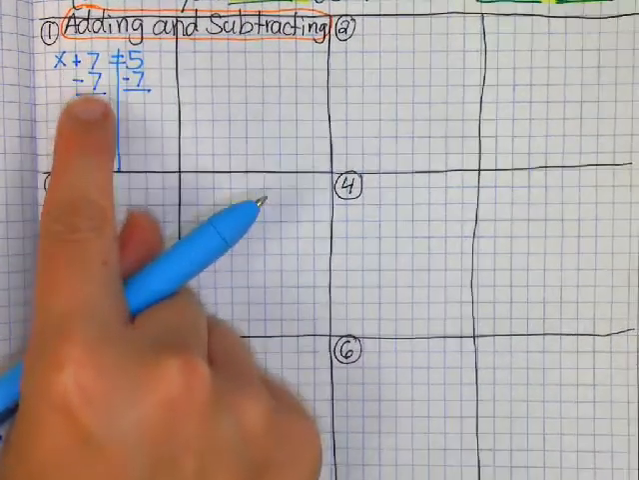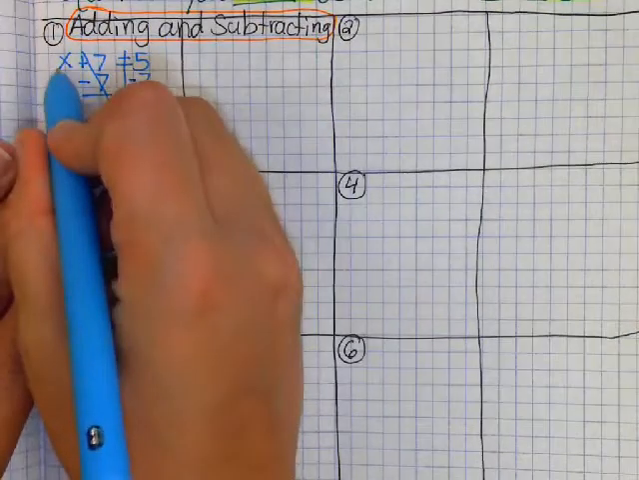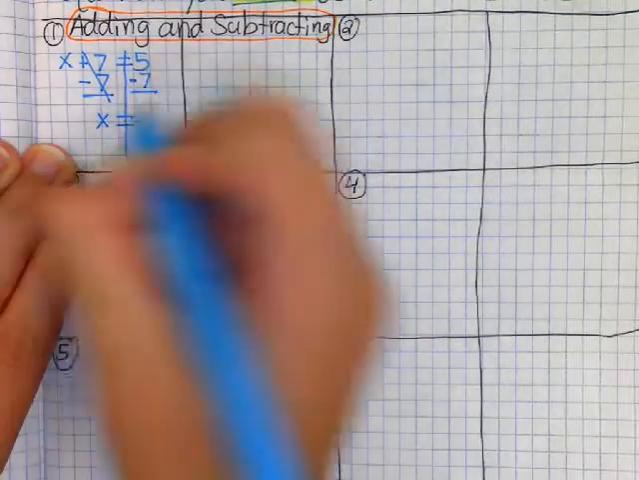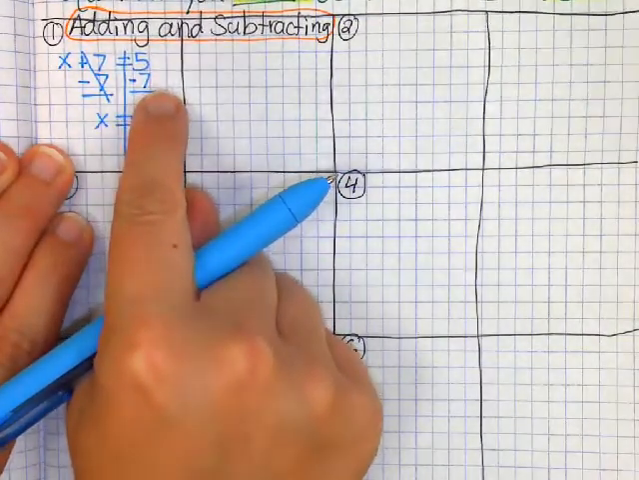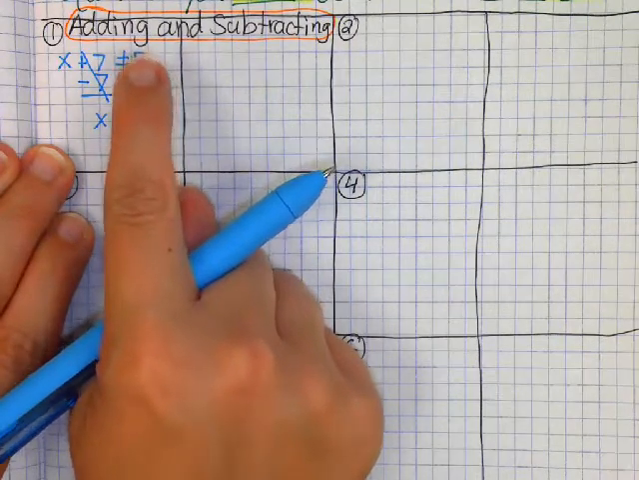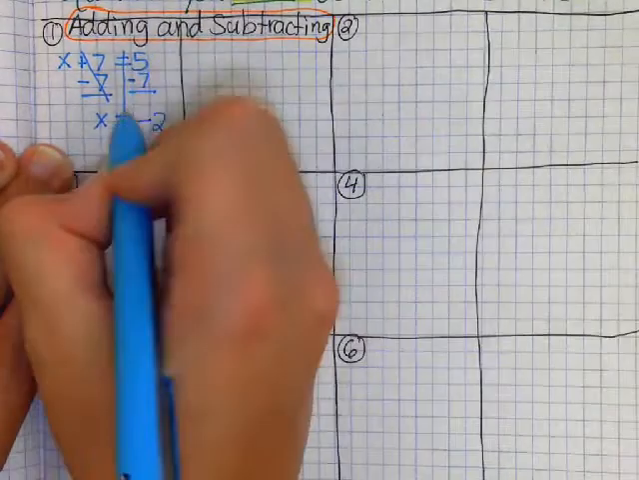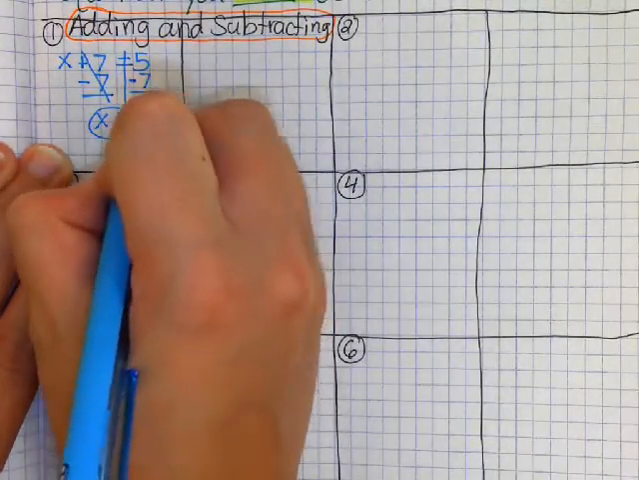Well, 7 minus 7 is 0, so they cancel each other out. All I have left is my x. 5 minus 7. Now these are our integer rules. Positive 5 plus a negative 7 gets me negative 2. So x equals negative 2.